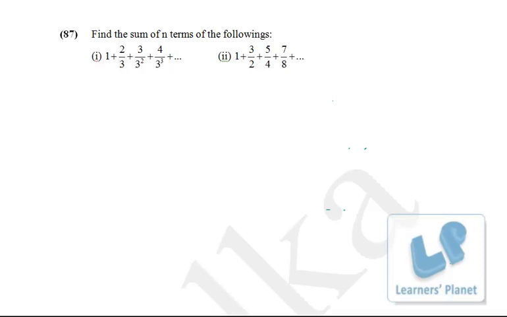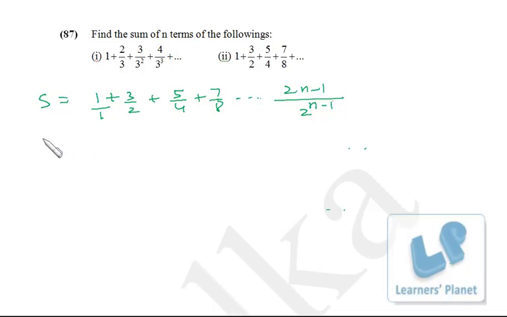Now let's see this one. Here we can see both of them are arithmetic geometric progressions. The numerators are in arithmetic progression and the denominators are in geometric progression. So I just write S is equal to 1 plus 3 by 2 plus 5 by 4 plus 7 by 8, and the nth term will be 2n minus 1 upon 2 raised to n minus 1, because the powers are 2 raised to 0, 1, 2, 3, that means for the nth term the power will be n minus 1. So this is the nth term.